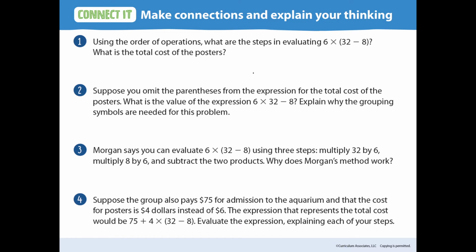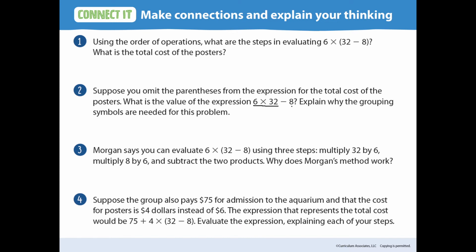So if we have this without the parentheses, we would be doing 6 times 32 first and then subtracting 8. And what we would get there is 184. Doing the operations in a different order gives a different value. Without the grouping symbols, the multiplication is done before the subtraction. This would mean finding the cost of 32 posters and then subtracting 8. It's like subtracting $8. It does not make sense in the context of the problem.